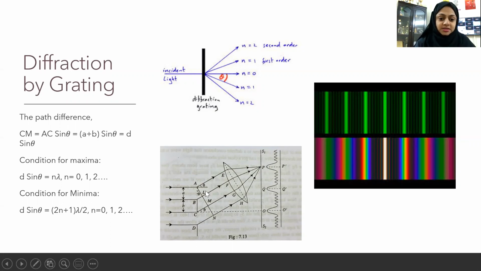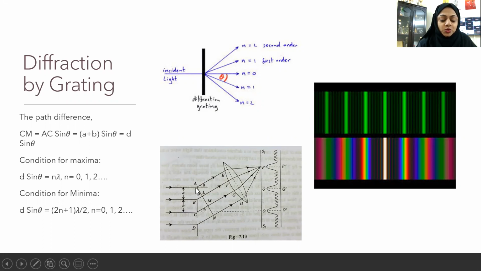Here, let us again see this diagram which is taken from your textbook. This is the diffraction grating. AB is the slit or the transparent region. BC is the line or the scratched or opaque region. Again, CD is the transparent slit. So the width of the slit, the transparent region, is a, and the width of the scratch or line, the opaque region, is b. So what will be the grating constant? It will be a plus b, represented by d. d is equal to a plus b.